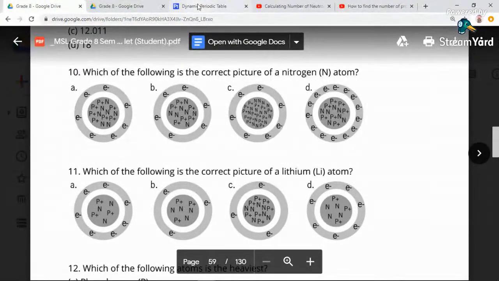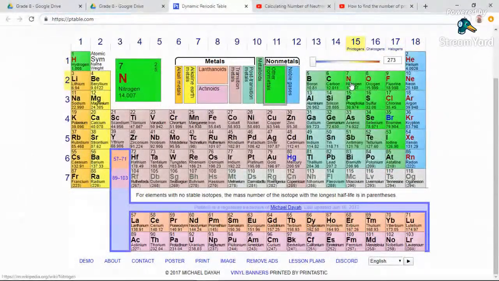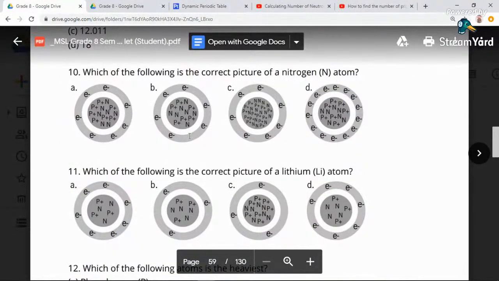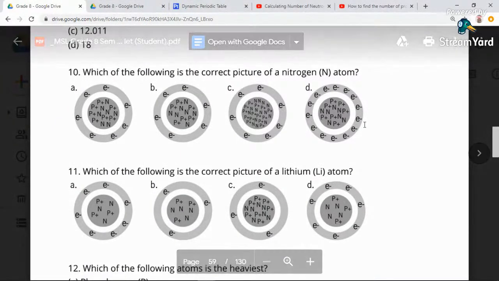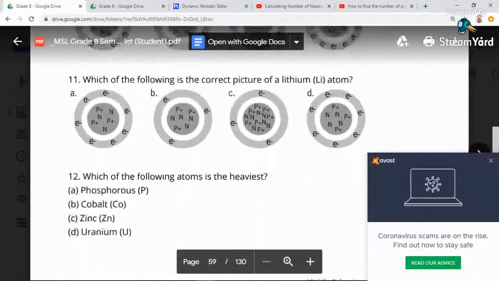Nitrogen atoms, which one represents nitrogen correctly? Well, I have to look up nitrogen. I have a 7 and I have a 14. Which one tells me the electrons and protons? Which of these two numbers? Okay, so look that up and see if it matches any of these. Do any of these have 7 electrons? I know that one definitely doesn't. So D is not the right answer. So it's one of these.